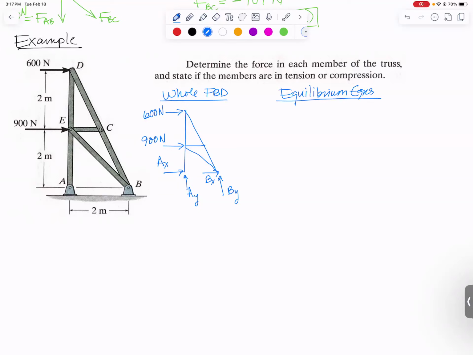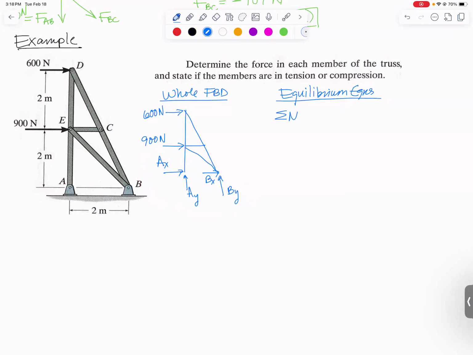When we do that, I like to sum moments first to see if I can get an equation with just one unknown in it. Before I do that, I might want to point out that I've got 4 unknowns. Do you remember, 4 unknowns is usually bad for a two-dimensional problem because I can only write 3 independent equations. So I'm not actually going to be able to solve for all 4 of these just yet. Let's see how far we can get though.